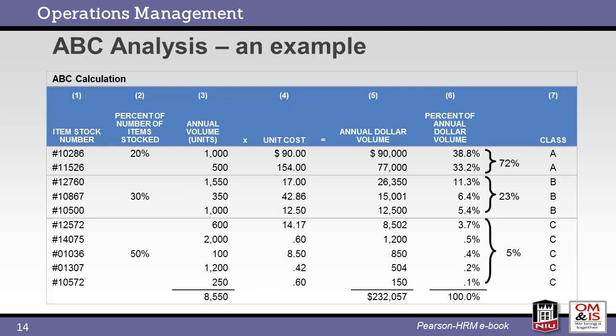Here is a more detailed analysis where annual dollar volume is the product of annual unit volume and individual unit cost. Sorting in descending order, the top two items out of 10 account for 72% of the cost. The next three items are classified as B items with 23% of annual cost. The final 5 items, the C's, make up 5% of the total annual cost. Clearly, management attention should be focused on the top 2 items.